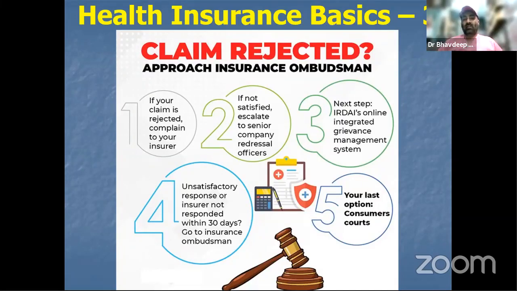Number one, if your claim is rejected, complain to your insurer, then escalate to your senior company officers. The third step would be to IRDAI. And the fourth, if not responded within 30 days from IRDAI, go to the insurance ombudsman. Usually the ombudsman will not be needed; IRDAI will respond itself. By chance it does not, the number 4 will respond. In a rare case scenario, if number 4 does not respond, the consumer court is always an option available for you.